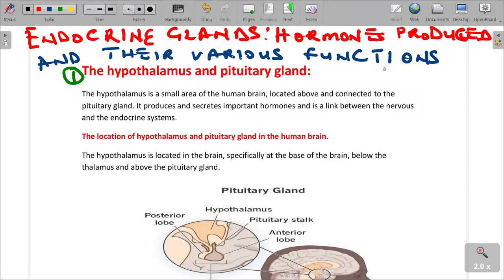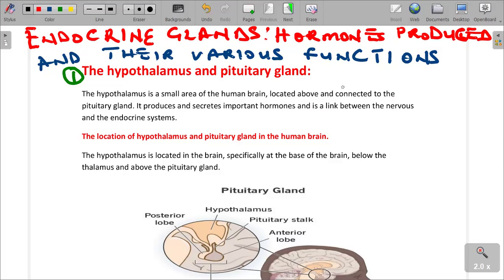Today's segment, we are just going to go straight into the details. We need to understand the various endocrine glands that we identified last time, and also the various hormones that are produced, as well as their functions. So, without wasting any time, we're going to talk about the hypothalamus and the pituitary gland as the first ones.